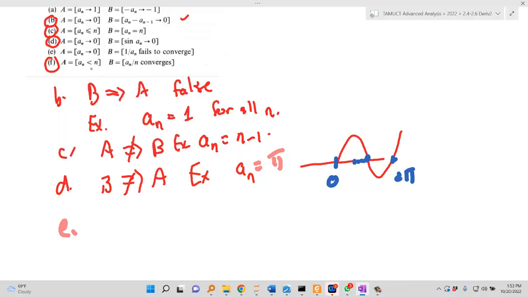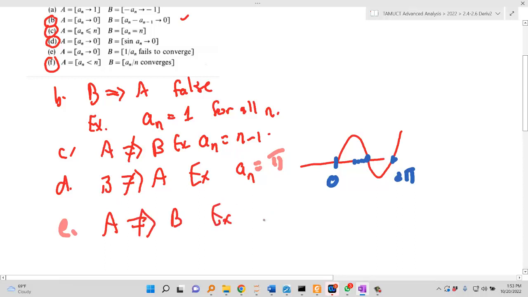A does not imply B. An example I could give is an equals minus n squared, because that's still less than n. The absolute value is not less than n, but the number an is less than n.